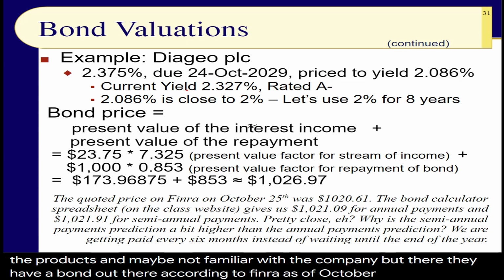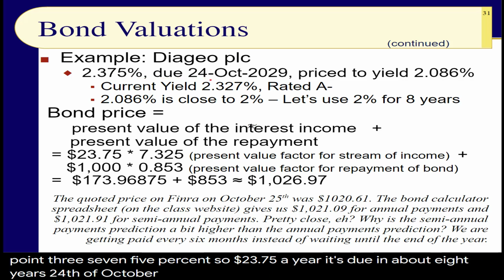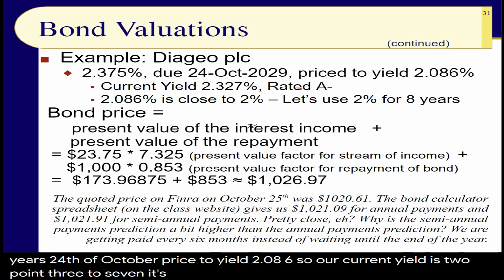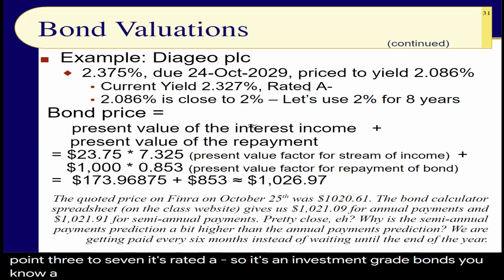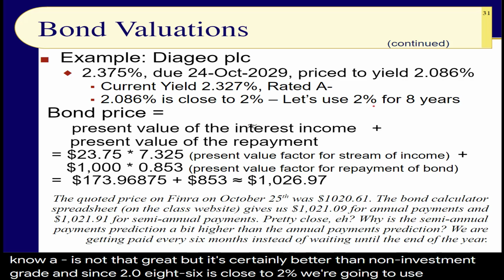FINRA, as of October 25th, paying 2.375%. So $23.75 a year. It's due in about 8 years, 24th of October. Price to yield 2.086. So our current yield is 2.327. It's rated A-, so it's an investment grade bond. You know, A- is not that great, but it's certainly better than non-investment grade. And since 2.086 is close to 2%, we're going to use 2% for 8 years.